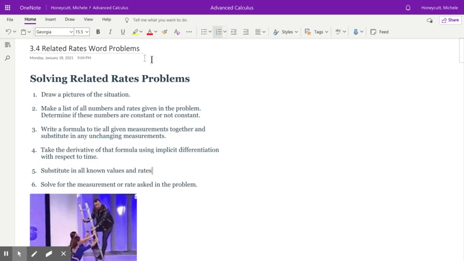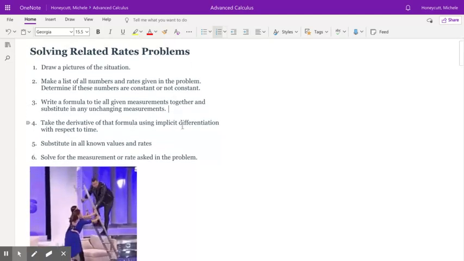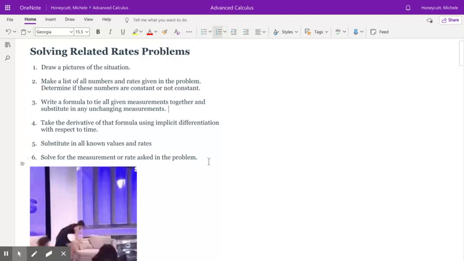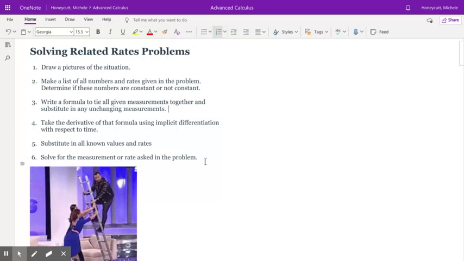Just reminding you guys, to do related rates problems, the first thing you want to do is draw a picture of the situation. Make a list of all the numbers that are given and the rates, and figure out which ones are constant. Then you can write a formula for all that, substitute in anything that's unchanging, take the derivative using implicit differentiation, substitute in what you know, and then solve for the measurement or rate that's asked in the problem.